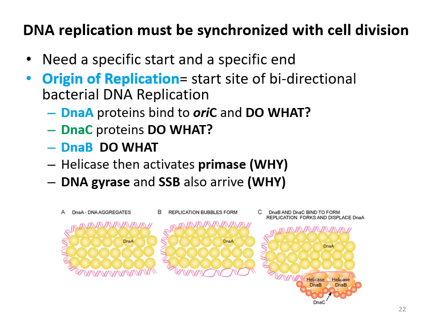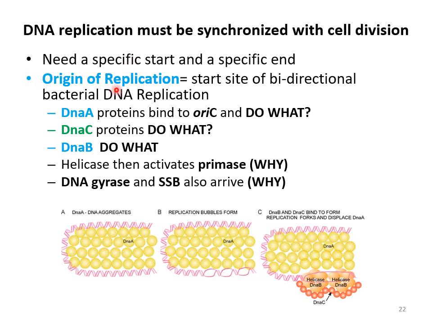So now, when we talk about DNA replication, when is a cell going to replicate its DNA? Well, right before it wants to divide, right? Because it's going to need to double its DNA so that each new cell has the proper amount of DNA. That means that the replication process must be synchronized with cell division. You need a specific start and a specific end.